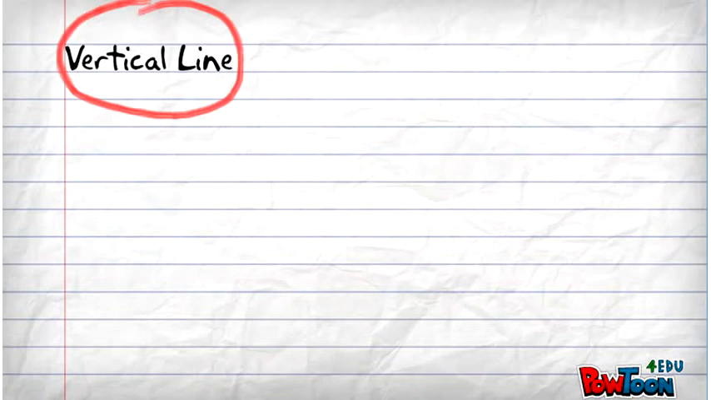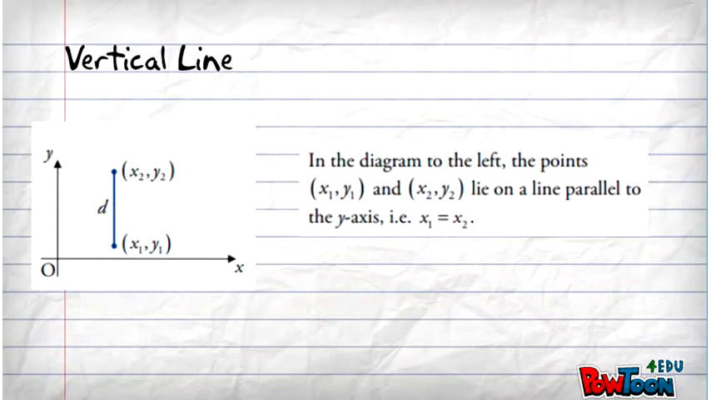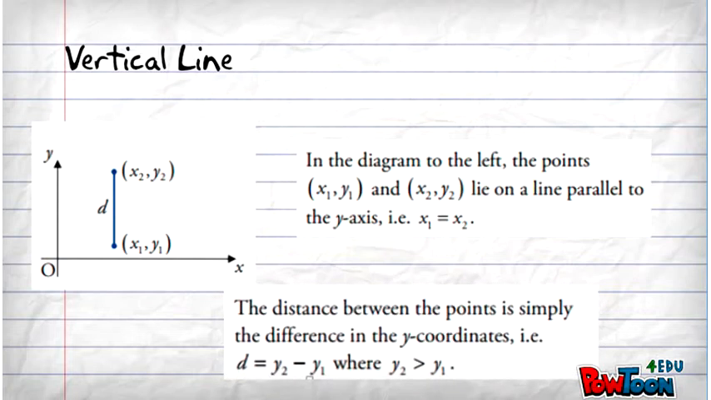Now in the case of a vertical line, again it's fairly straightforward. Here we have a vertical line. In this case, x coordinates are going to be the same. x2 is going to equal x1, and in this case the distance is going to be given by the difference in the y coordinates. y2 minus y1 will give us the distance d of this line, or between these points.